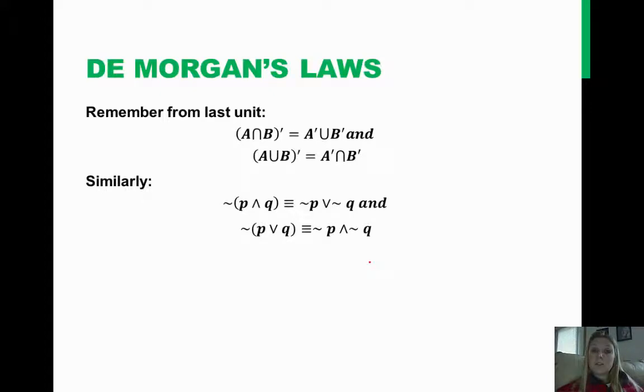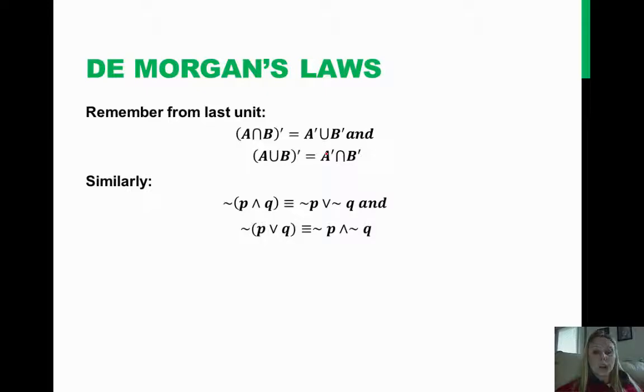Next, I want to talk about DeMorgan's law. Remember from the last unit when we were using set theory that we learned about DeMorgan when we have A and B not. Well, remember that we give that not symbol to both A and B and we change it to an or. And the same with A or B not. We give A not and B not. So we flip the and or signs and we give each one a prime sign.